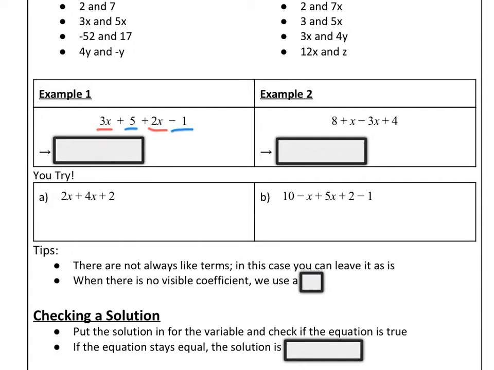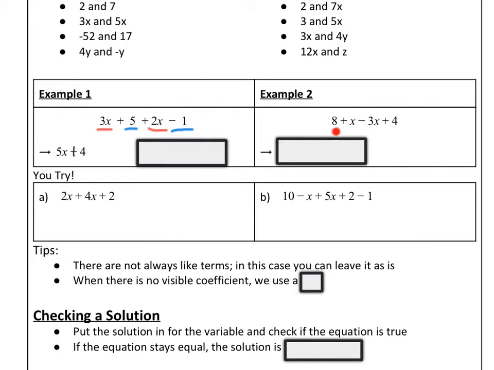So first, I take this 3x and 2x, and I can combine those. 3x plus 2x is going to give me a 5x. Perfect. And then if I take my other set of like terms, 5 minus 1, that's going to give me a 4, or a plus 4. So this expression can simplify. We can combine those like terms. 3x plus 2x is 5x. 5 minus 1 is 4.